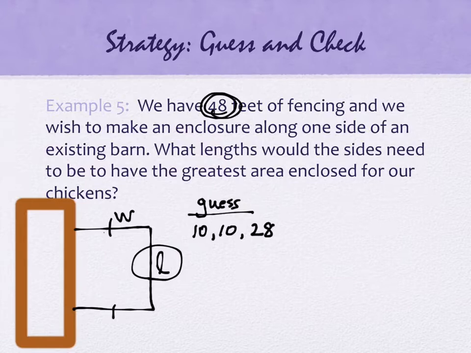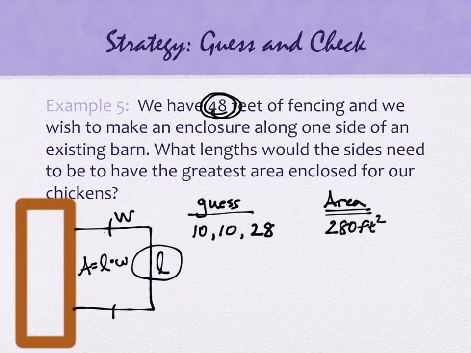So this is our guess, and our question is, what area do we get if we guess that? So we haven't talked about area, but do you remember how to find area of a rectangle? Yeah, so area equals length times width. So my width is 10. My length is 28. What's the area inside my rectangle? 280 feet squared. Good. So we have feet squared or square feet, 280.